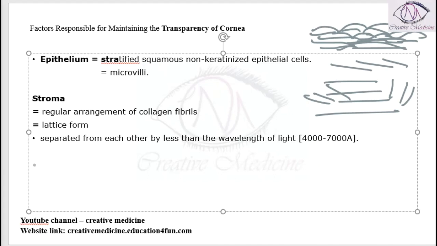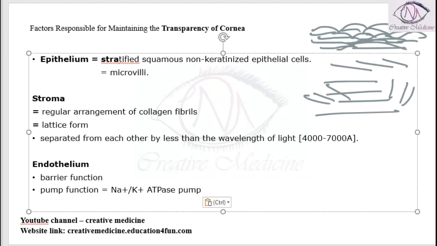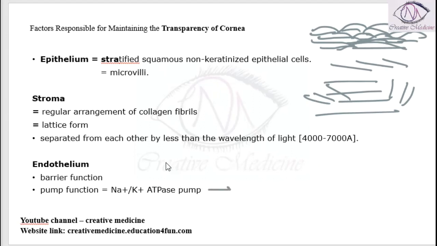Then we also have endothelium. Endothelium is the innermost layer, and it is important for barrier function. Second, it also has a pump. Which pump does it have? It has a sodium potassium ATPase pump. This sodium potassium ATPase pump will make sure that the cornea stays in a dehydrated and transparent form.